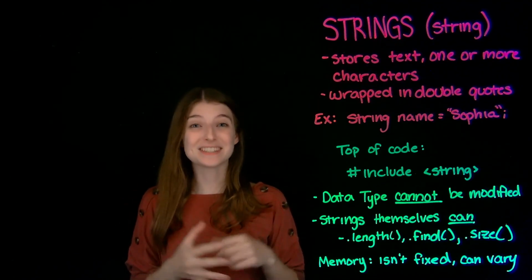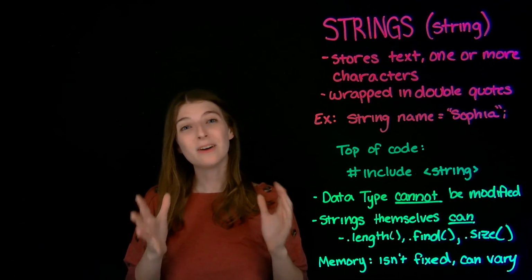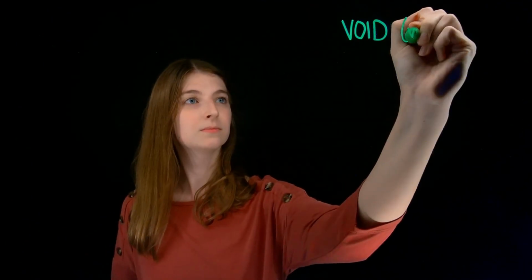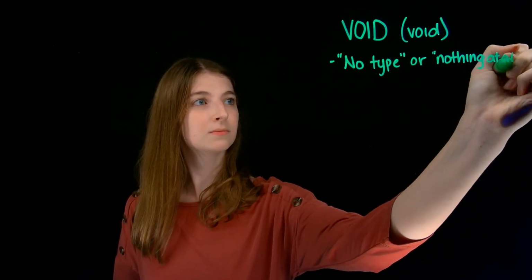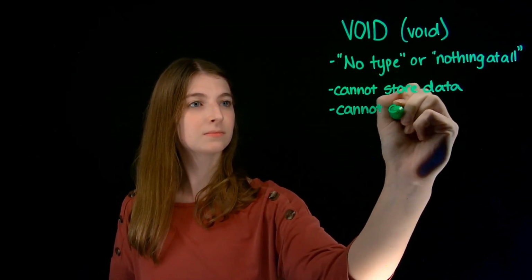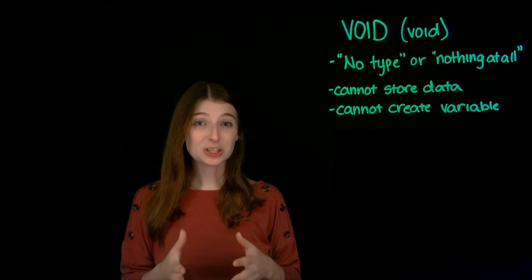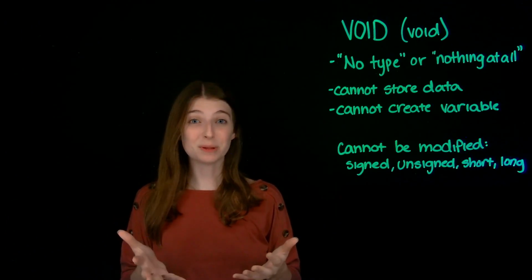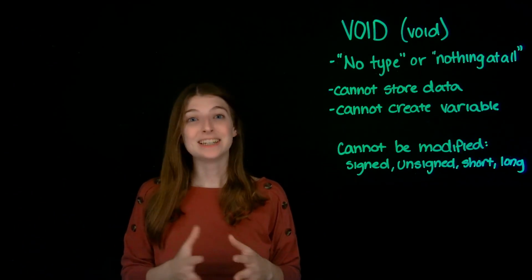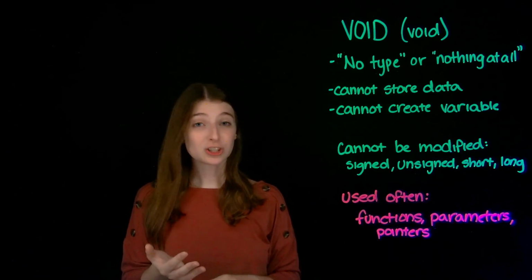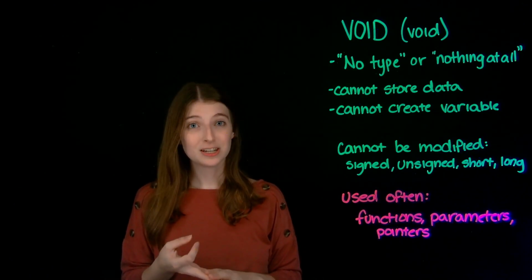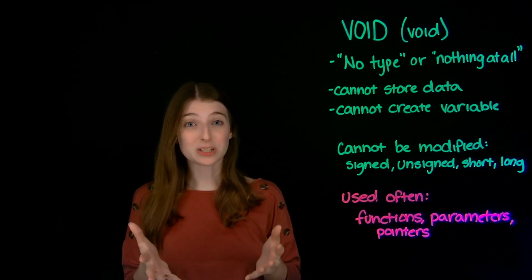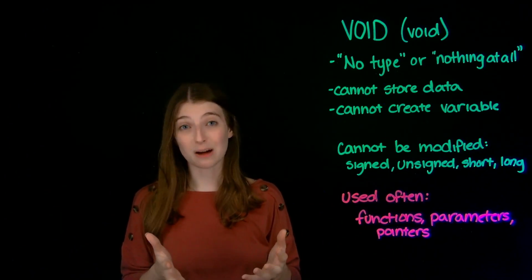Finally, we have one last data type to mention, void. Now, void is a little bit different. It actually means no type or nothing at all. It's not used to store data. In fact, you can't even create a variable of type void. Void is used to indicate the absence of data, and it cannot be modified because it simply means there's nothing here. Now, void is mostly used in functions, parameters, and pointers. So if this feels a little abstract at the moment, don't worry. It'll make a lot more sense when we start working with some more advanced topics later on.